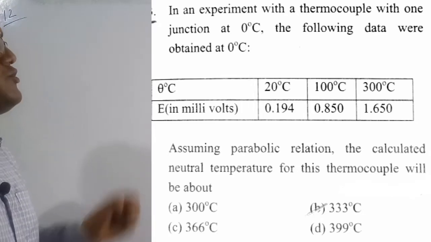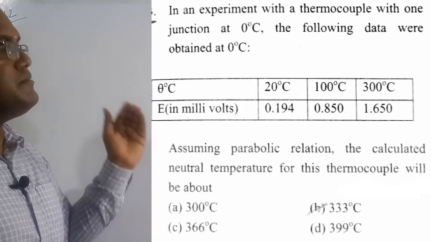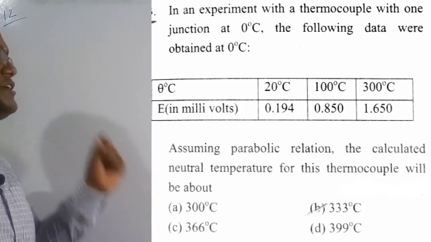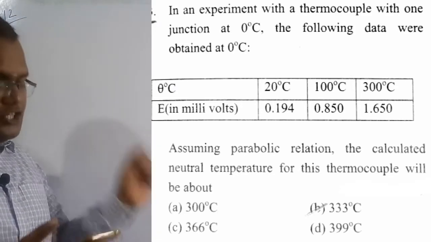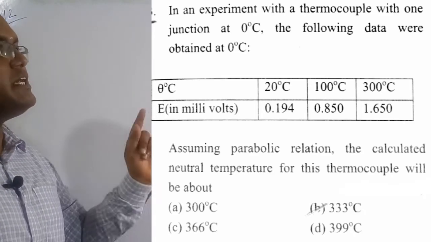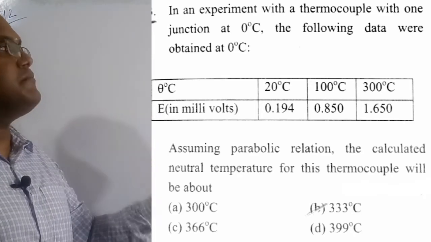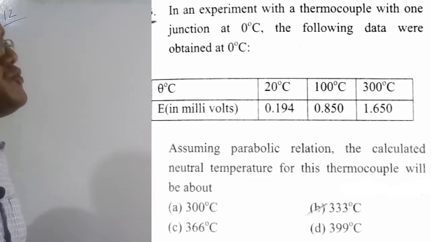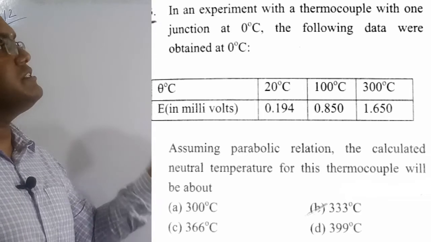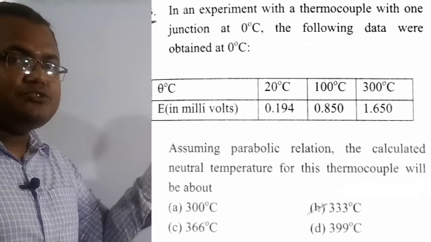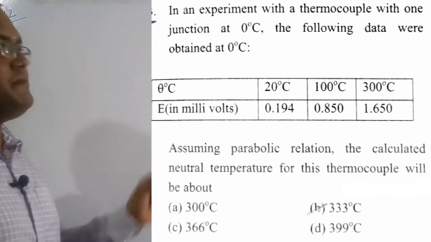It means the relation between the EMF and the temperature is a parabolic relation. Based on this, we need to find the neutral temperature. Neutral temperature means the temperature at which we get the maximum EMF induced in this thermocouple. We need to figure out that particular temperature.